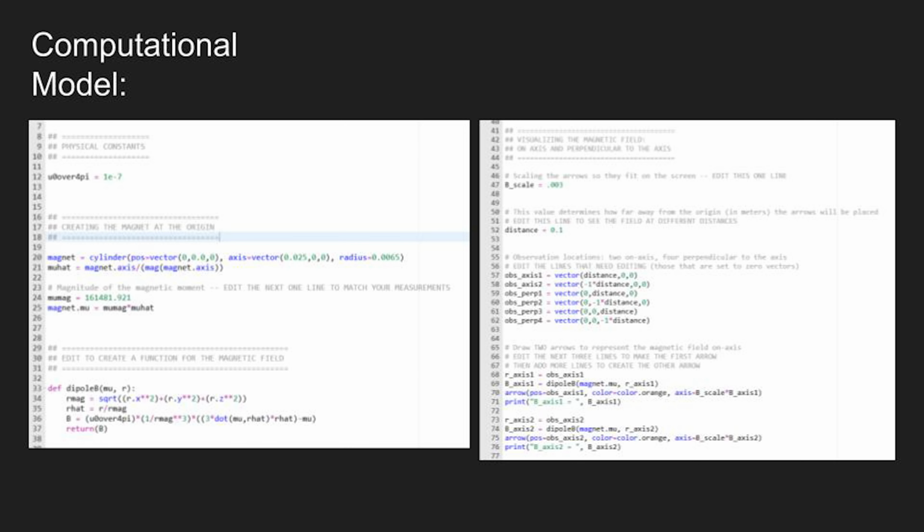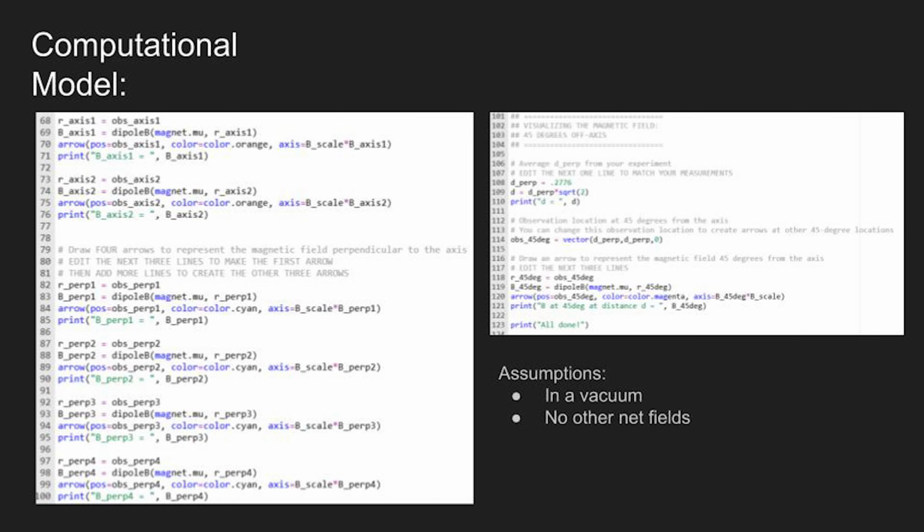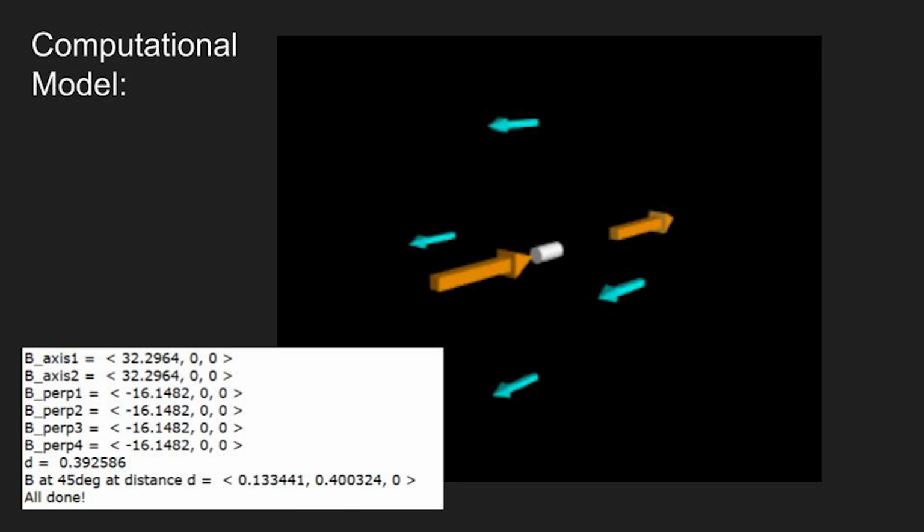This is the computational model that I made for the experiment. It models the experiment that we did, but of course in a more mathematical and perfect environment. And here is the photo of the model itself, where you can see the vector arrows for the magnetic field itself. And of course, this is characteristic of a magnetic dipole, which the bar magnet is.